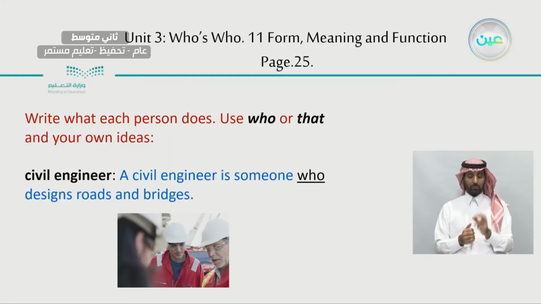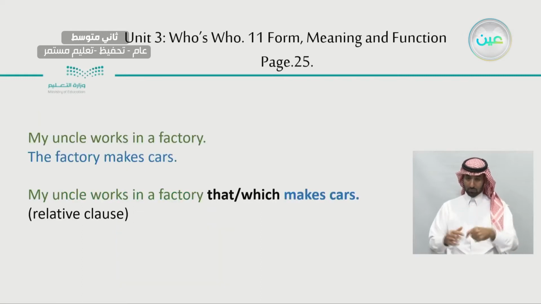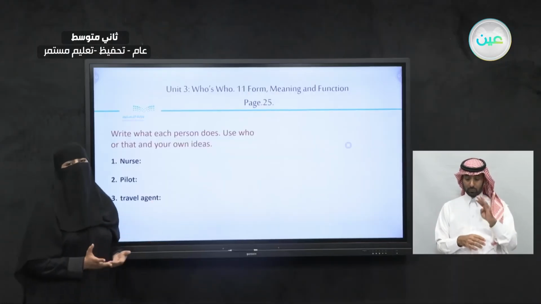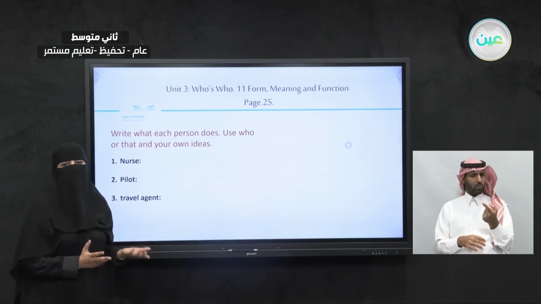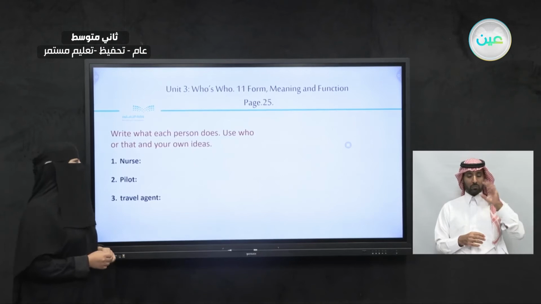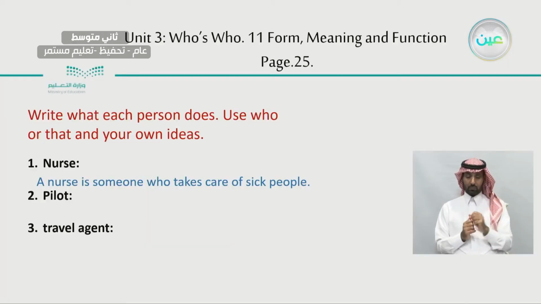Here we explained a civil engineer is someone who what? How about nurse? You can choose who or that. You can use both of these, either one of these words, but you can't use which. A nurse is someone who takes care of sick people.